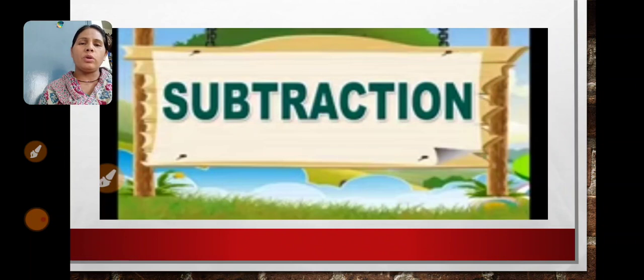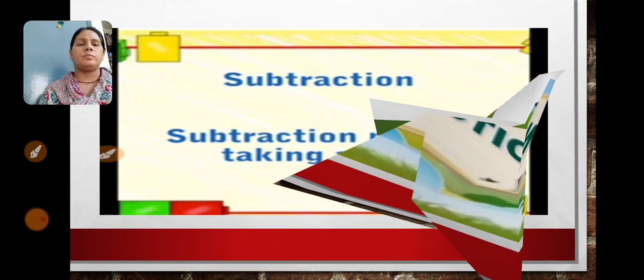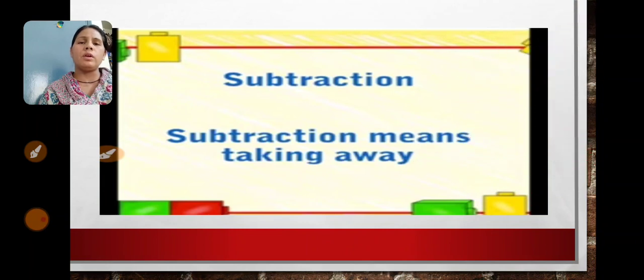And today we are going to study maths chapter number 4, that is subtraction. So, children, what is subtraction? Subtraction क्या चीज़ है? Subtraction means taking away. Subtraction का मतलब है take away, निकाल लेना. Taking away of objects from a collection. And the answer in subtraction is called the difference.